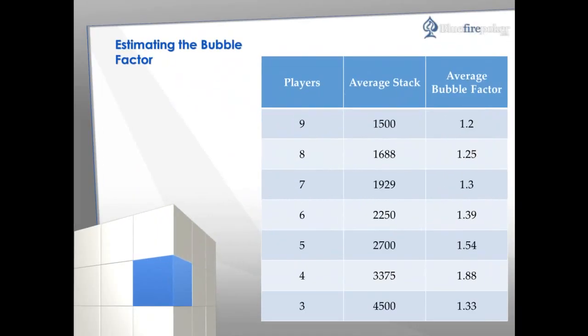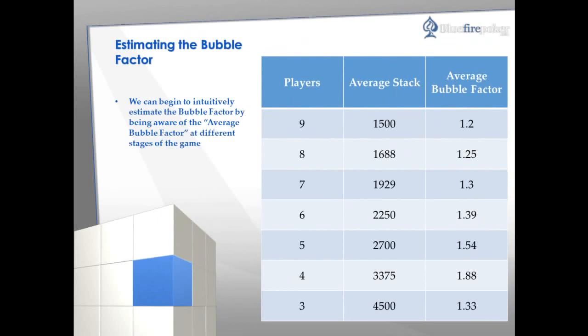So much like the ICM, the bubble factor is pretty impossible to calculate in real time, mainly because it depends on values from the ICM equation. But there are a few tips and tricks we can use to try to estimate what our bubble factor would be. And we can begin to intuitively estimate our bubble factor by being aware of, number one, what the average bubble factor is at different stages of the game. And the averages in this chart are all based on hands where all stacks in the hand are equal.